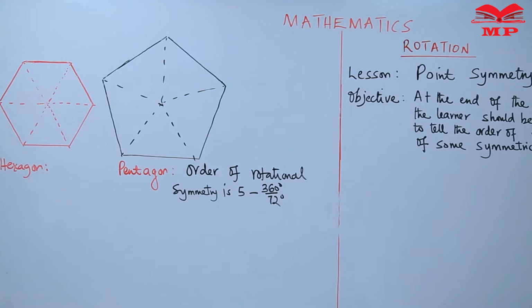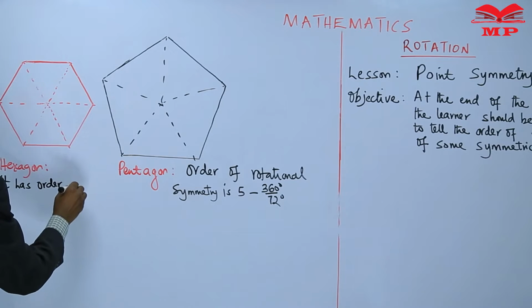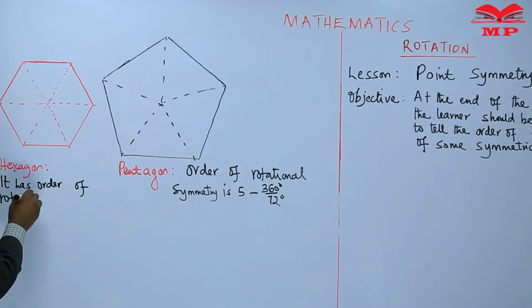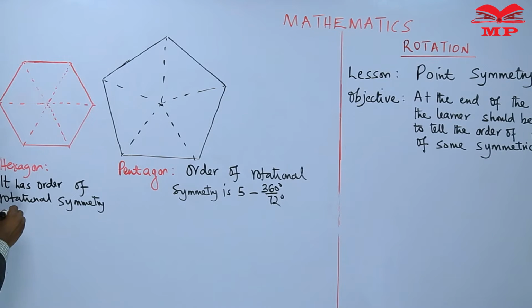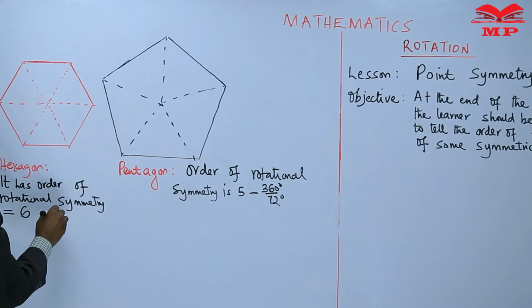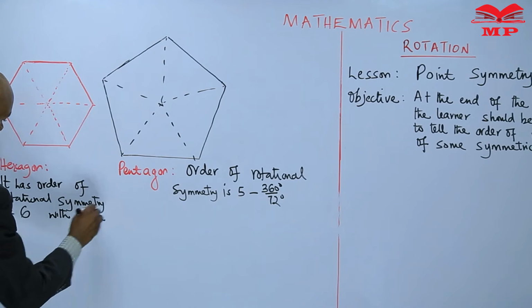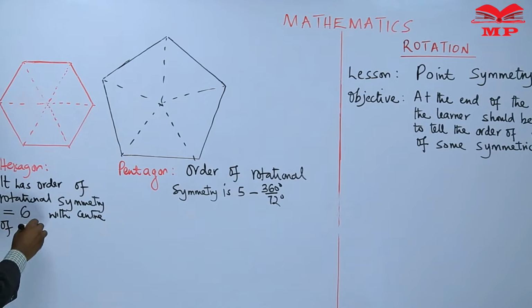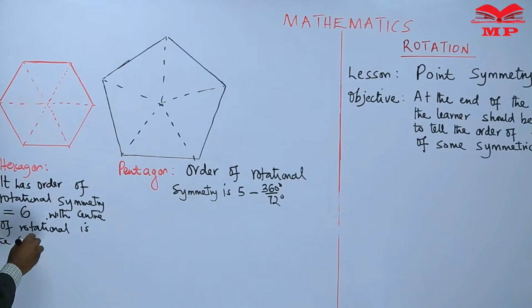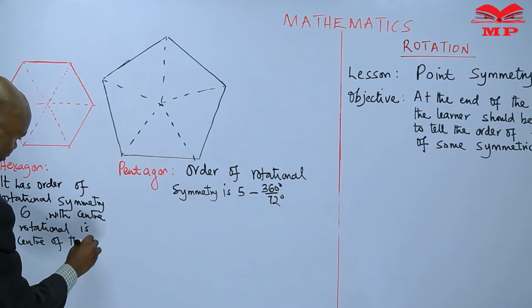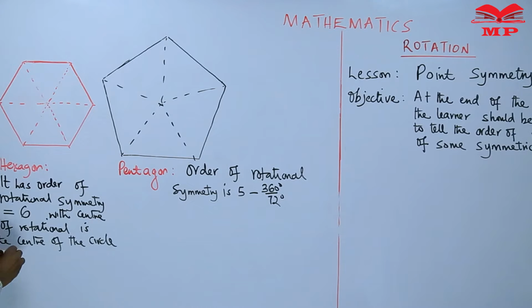you discover it has an order of rotational symmetry equal to 6, with the center of rotation being the center of the circle inscribing the hexagon.